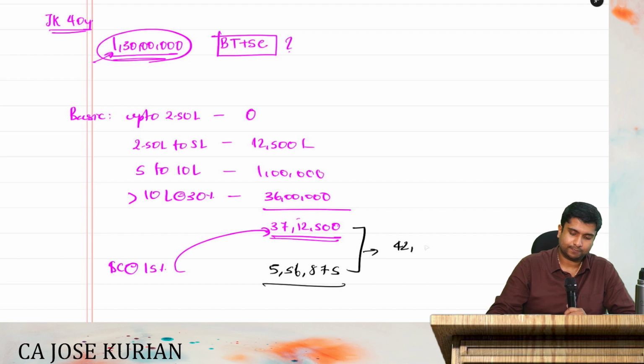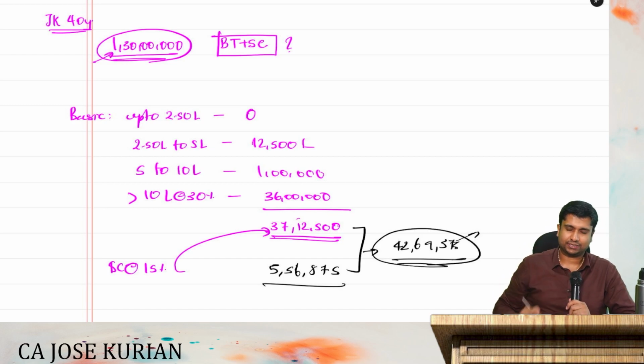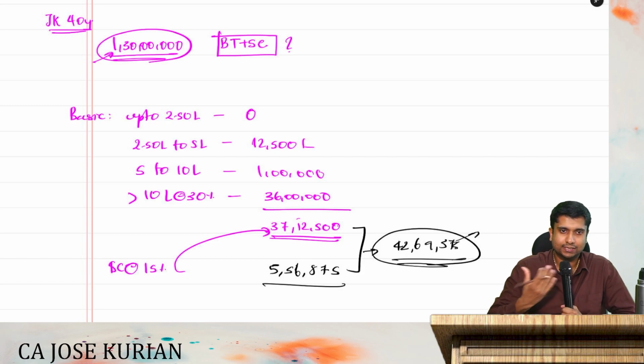42 lakhs 59,000, 69,375. This is my basic tax plus surcharge, and this is subjected to health and education cess of 4%. So this is how we compute the surcharge liability. I hope it is clear.